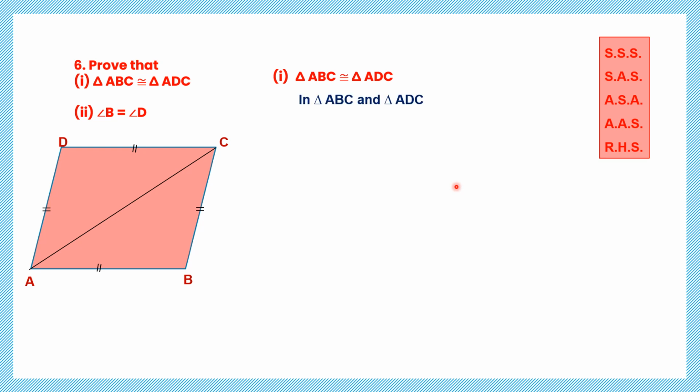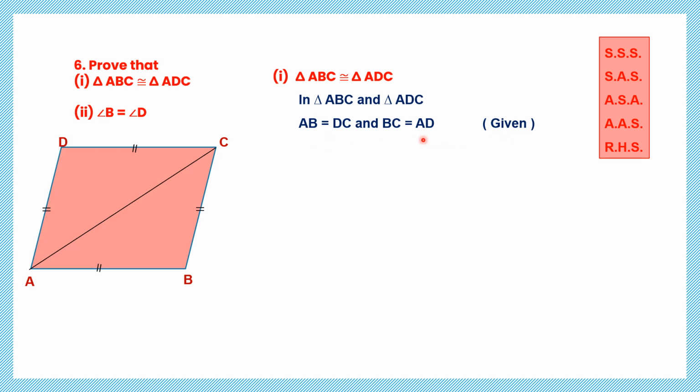So in triangle ABC and triangle ADC, can you see that AB is equal to DC? That is, AB is equal to DC. They are corresponding sides and they are equal. Similarly, BC is equal to AD. They are also corresponding sides. They are equal, and this is already given to us.